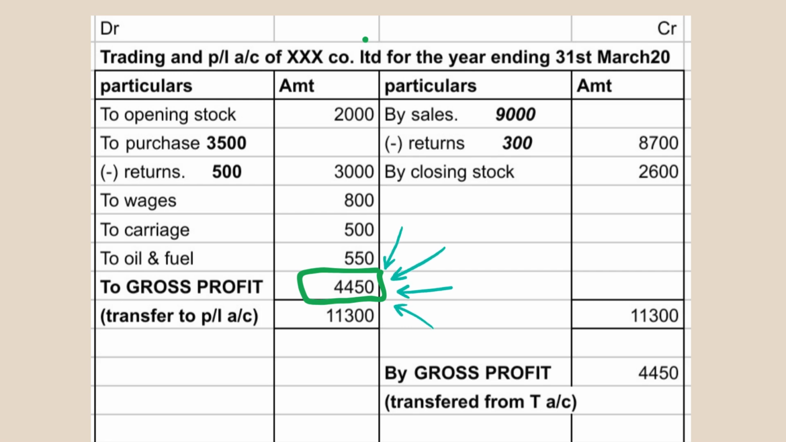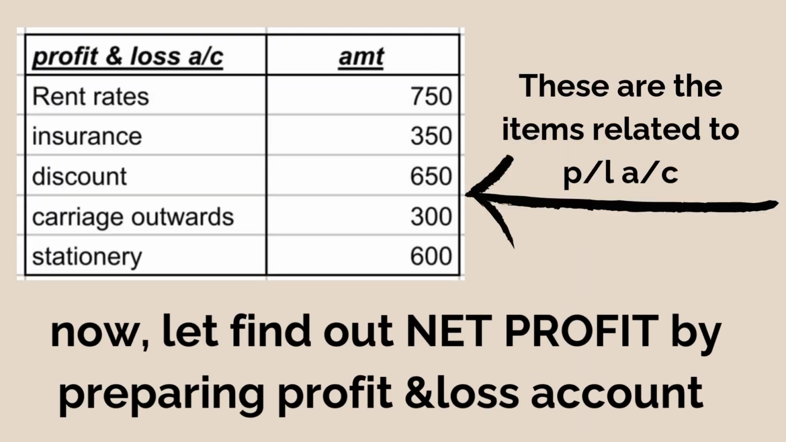Now let's understand the meaning of gross profit. Gross profit means profit on sales, before deducting all expenses. All expenses in the sense of P&L expenses also. Remember one thing, gross profit means profit on sales. Now let's check out the P&L items: rent rates, insurance, discount, carriage outward, stationery. These are the items which relate to the P&L account from the given trial balance. Now let's find out net profit by preparing the profit and loss account.